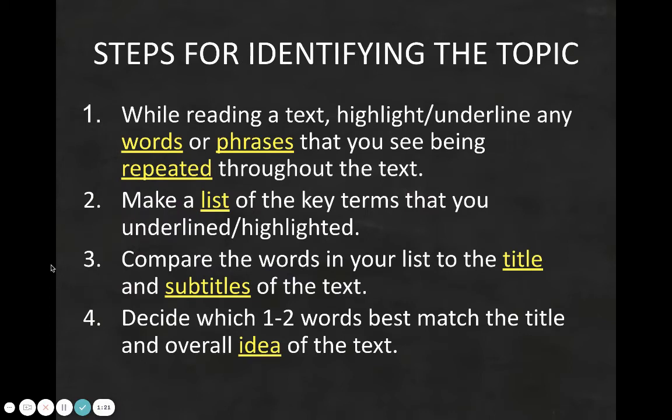Steps for identifying the topic. First step, while reading a text, highlight or underline any words or phrases that you see being repeated throughout the text. Step number 2, make a list of the key terms that you underlined and highlighted. Step number 3, compare the words in your list to the title and subtitles of the text if there is one. Step 4, decide which 1 to 2 words best match the title and overall idea of the text.